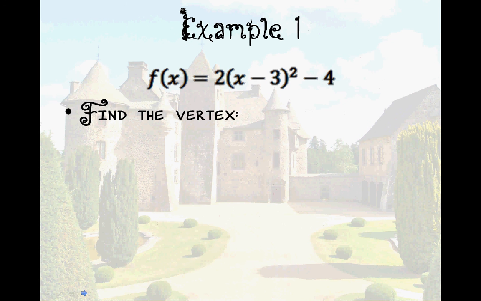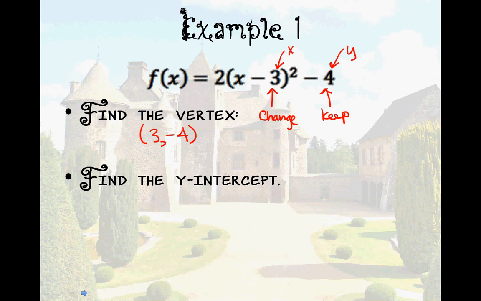Okay, so here we have example 1. Find the vertex. So the vertex is going to be this number and this number. This guy changes the sign, and this guy keeps the same sign. So our vertex would be a +3 and a -4. This is always the x, this is always the y. Okay?